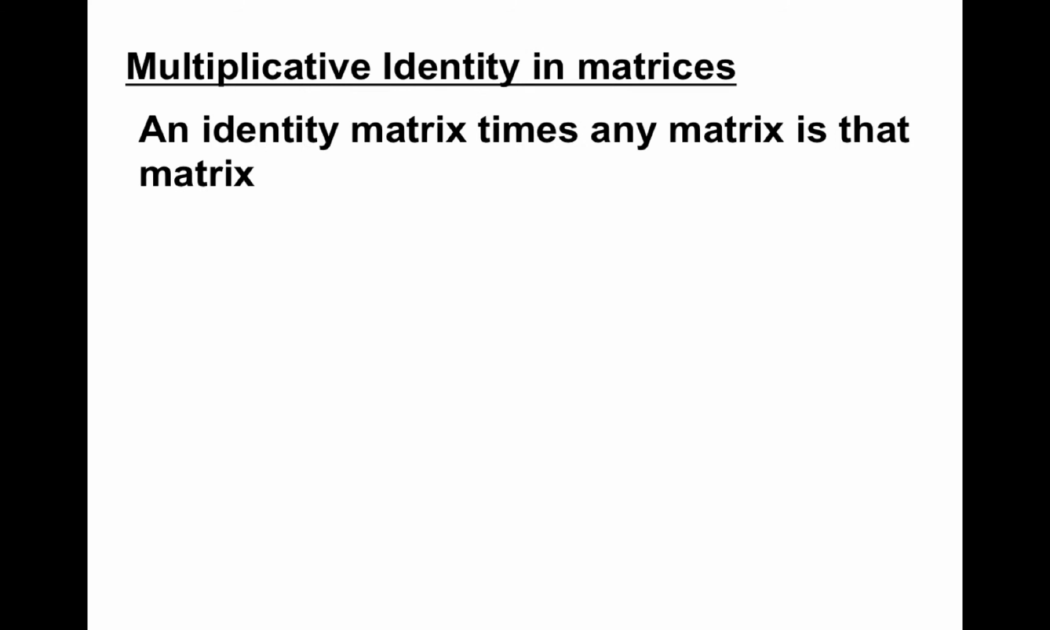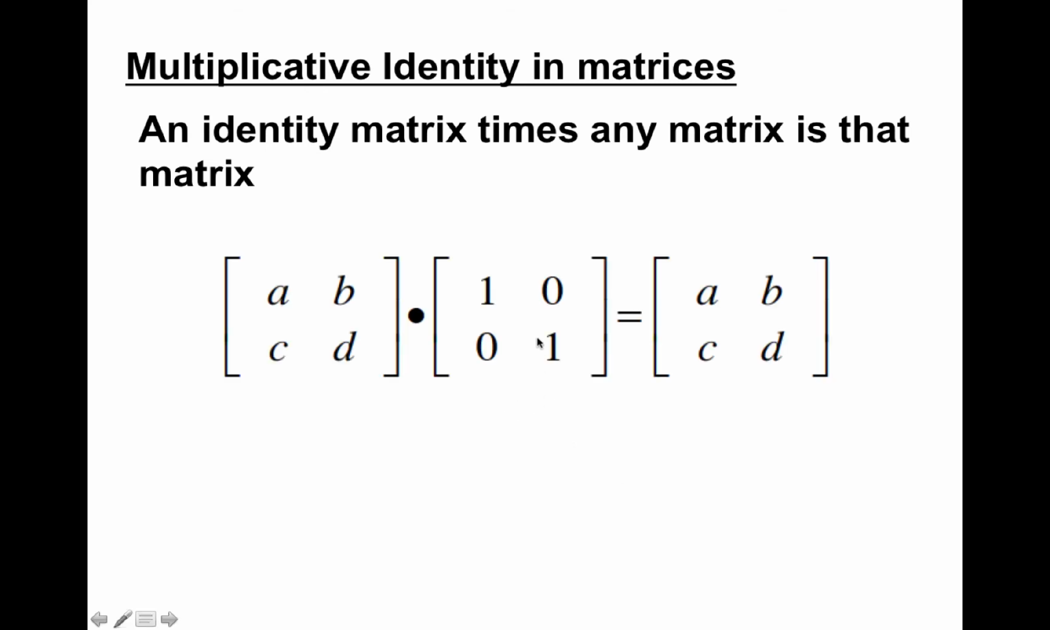For a matrix, the multiplicative identity is an identity matrix: an identity matrix times any matrix is that matrix. In this case, it can't be just the number 1 because of how you multiply matrices. You do first number times first number plus second number times second number. That's why you're getting the same value as the original matrix. So this is considered an identity matrix.